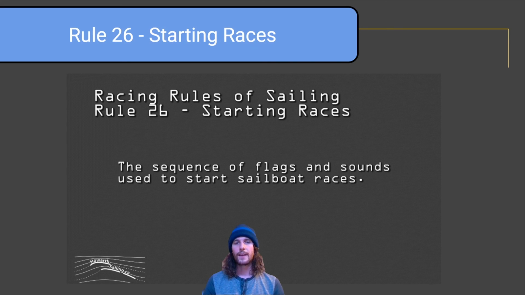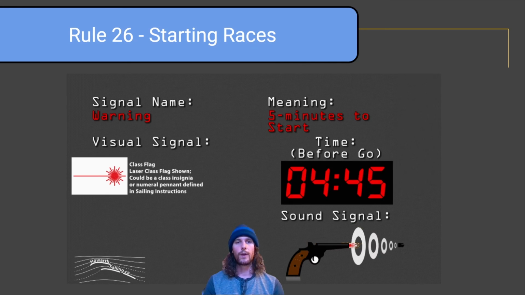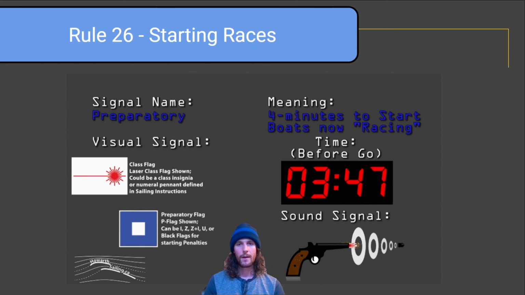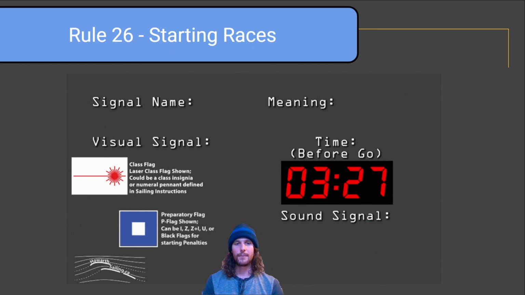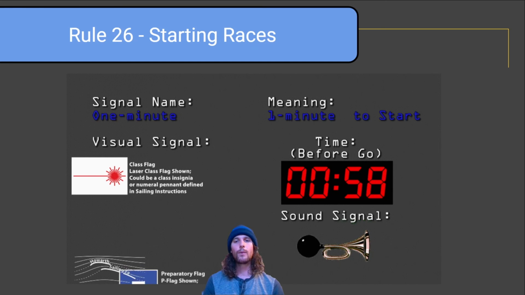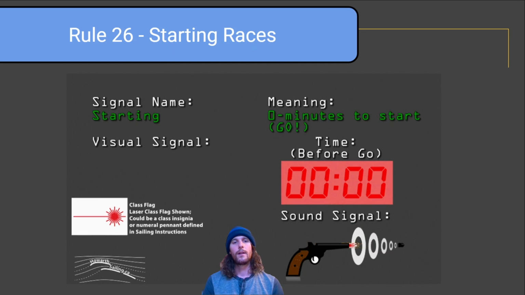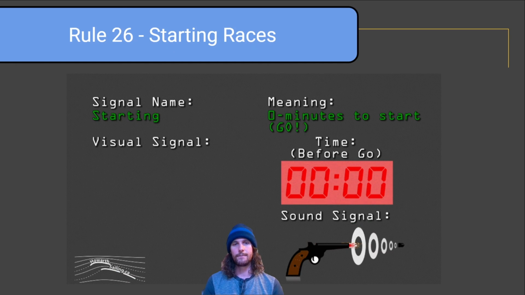So the very first thing that happens is 5 minutes before the starting signal. 5 minutes before, we have what's called our warning signal, and it's usually a class flag like the laser flag, although it could be a numeral pennant. At 4 minutes, another signal happens called the preparatory signal, usually the P flag, but it can also be the I, Z, Z plus I, or U flag, depending on what penalties are involved. At 1 minute, the preparatory flag goes down with a horn. And finally, at go, the class flag comes down and we have a starting gun.